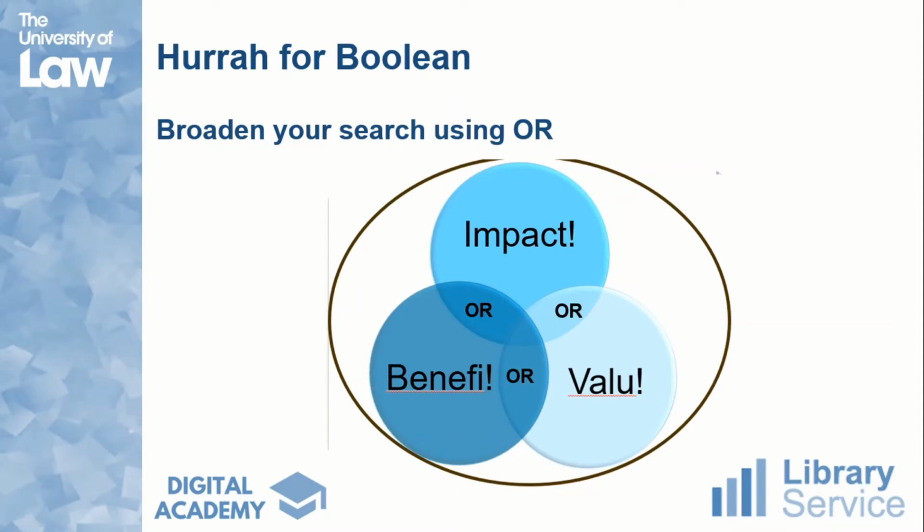When you put OR between your synonyms, you will find results where either word is mentioned. This will make your search more broad, and it will help you find even more results. Remember, OR is more. Here we have also used an exclamation mark to search for the root of a word. So, benefit! will find benefit, benefiting, benefits, etc. Check each database for search tips to find out how to get the best results.